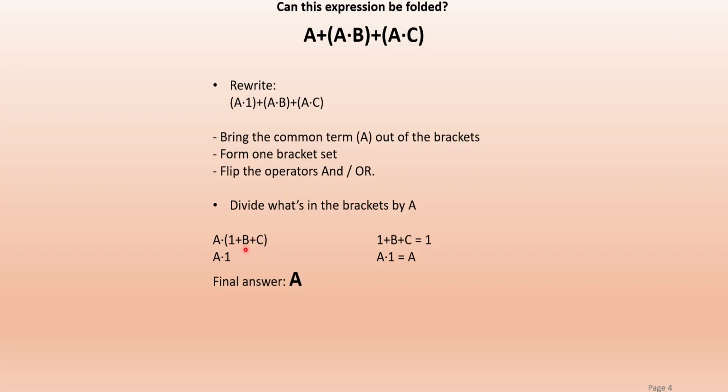So it's just like having 3 inputs. We have an OR gate with 3 inputs, and one of the inputs is stuck high. We're always going to end up with 1 on the output. So this whole expression turns into 1. So all of a sudden we have A and 1, and we know that if we have a 2 input AND gate, and one of the inputs is stuck on 1, then the output is going to be whatever the other input is. So A and 1, we're going to end up with A. So the final answer for this expression is A.